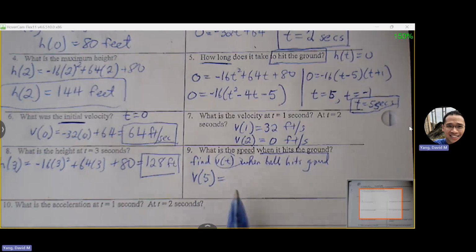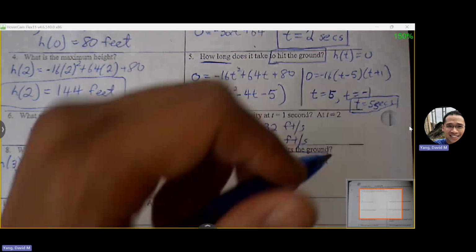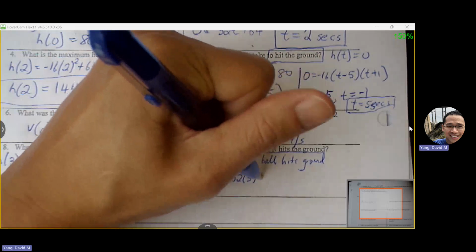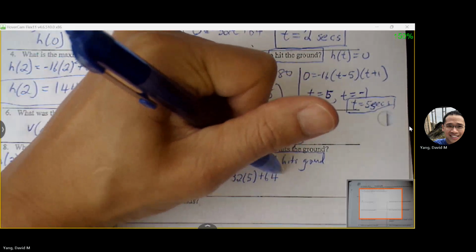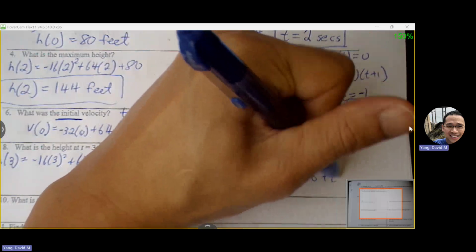Now, what do you expect from velocity? Which direction is the ball going when it hits the ground? Down, right? So we expect a negative velocity. So let's just plug 5 in and see what we get. So negative 32 times 5 plus 64 equals negative 96 feet per second.